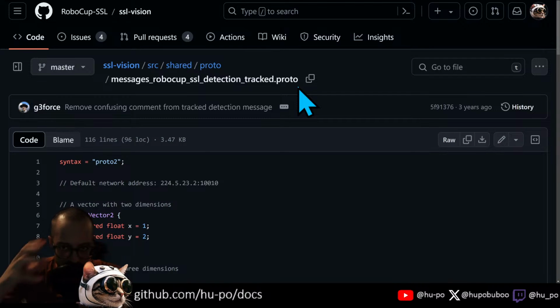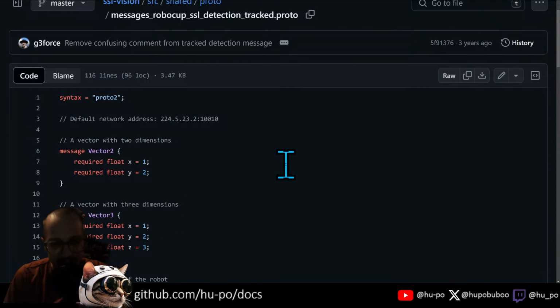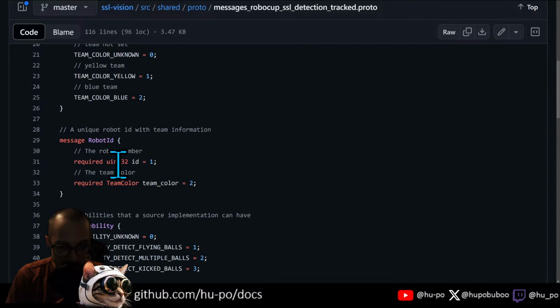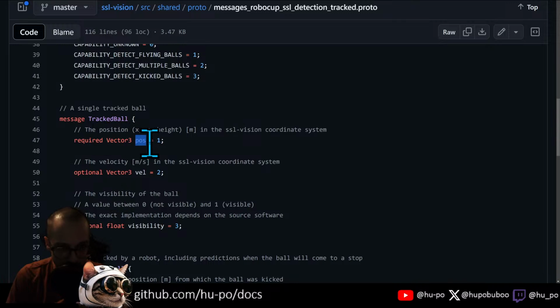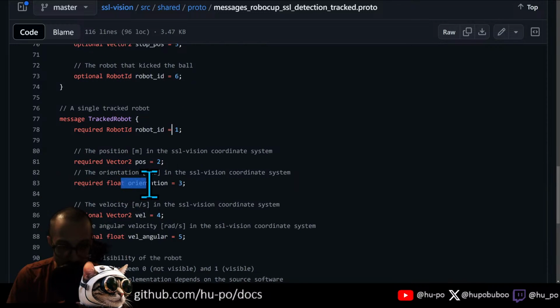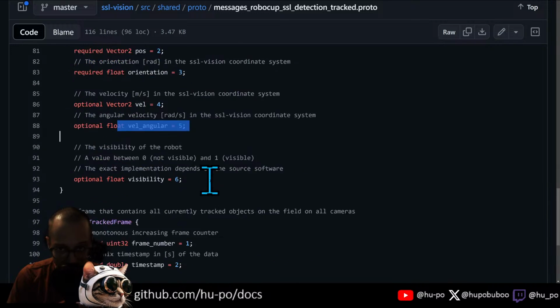So you can basically think that there's a computer that is like the referee computer that has access to all the cameras. And that referee computer is sending a message to both of the teams simultaneously. And that message contains the entire explicit state of the whole board, right? So it has the team of every robot. It has the position of the ball. It has the velocity of the ball. It has whether or not the ball is visible. It has the position of every single robot. It has the orientation of every single robot. It has the velocity of every single robot. It has the angular velocity of every single robot.